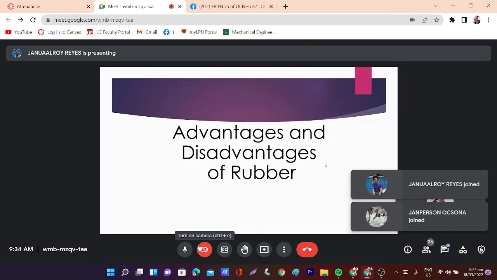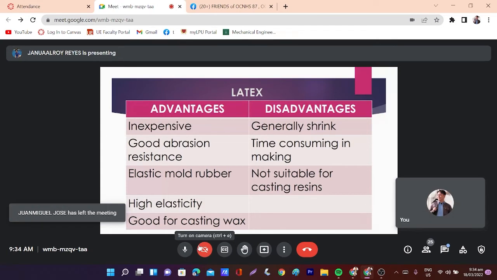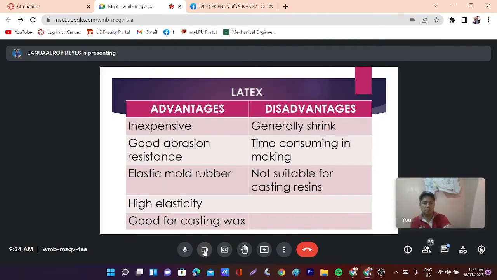Next po is the advantages and disadvantages of rubber. The first one is latex, which is natural rubber. The advantages of latex are inexpensive, mura, and with abrasion resistance, elastic mold rubber, high elasticity, good for casting wax. For the disadvantages, generally shrink and time consuming in making, not suitable for casting resin.